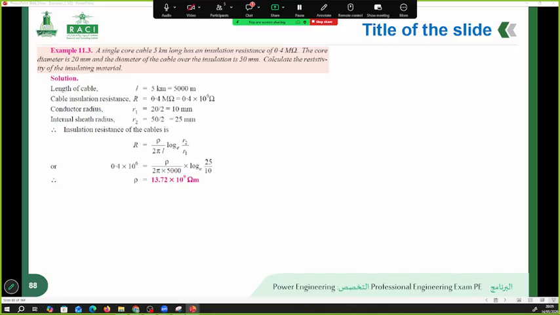So this is another slide, another practical example, of determining the resistivity of the insulating material in a single core cable. Again, we can use these equations. We just need to find the resistivity of the insulating material, so rho is the unknown parameter. By just substituting the given values, we can find rho here.